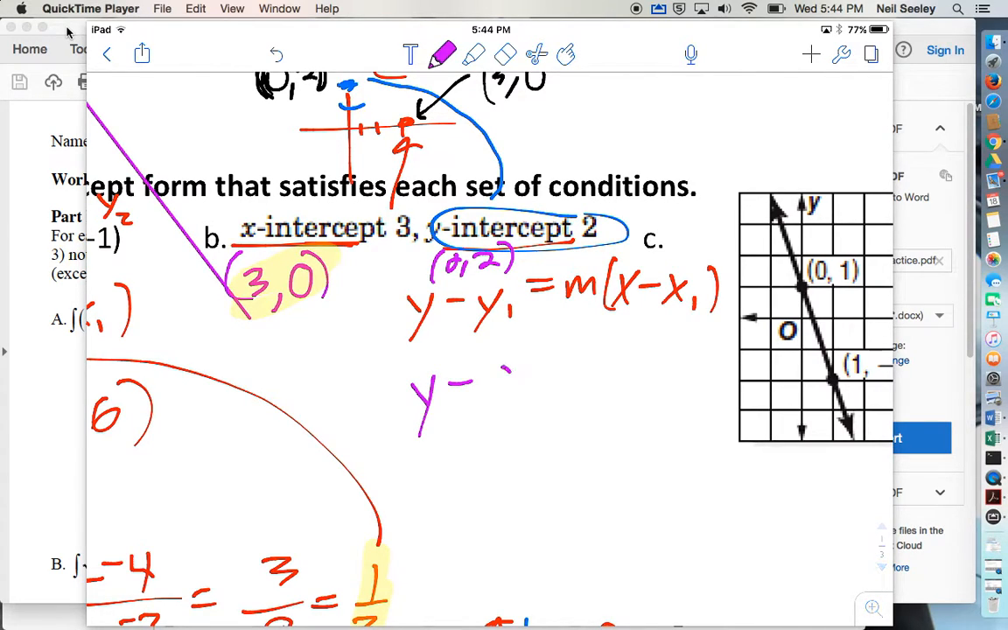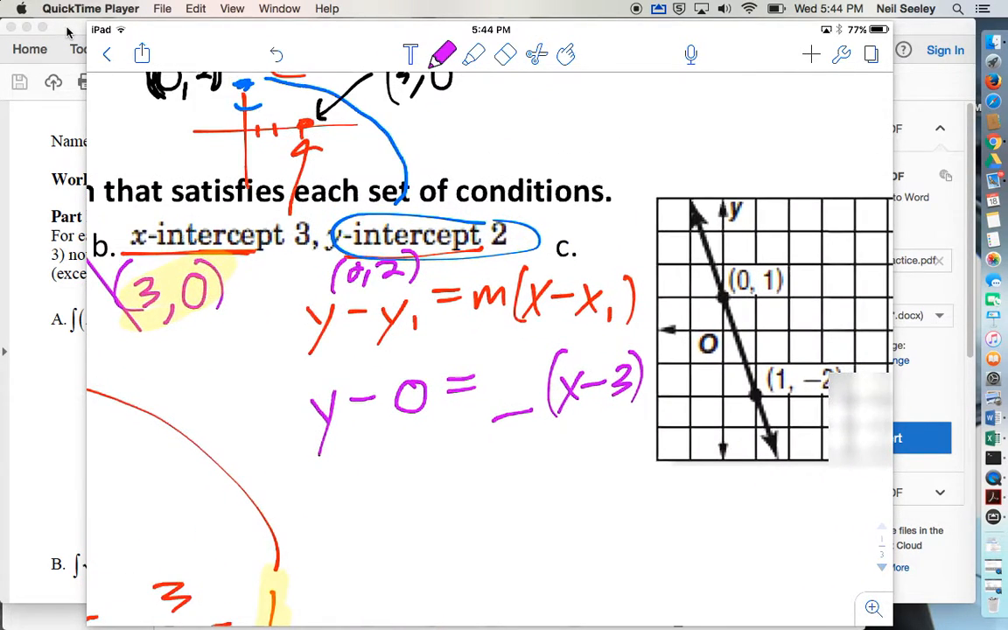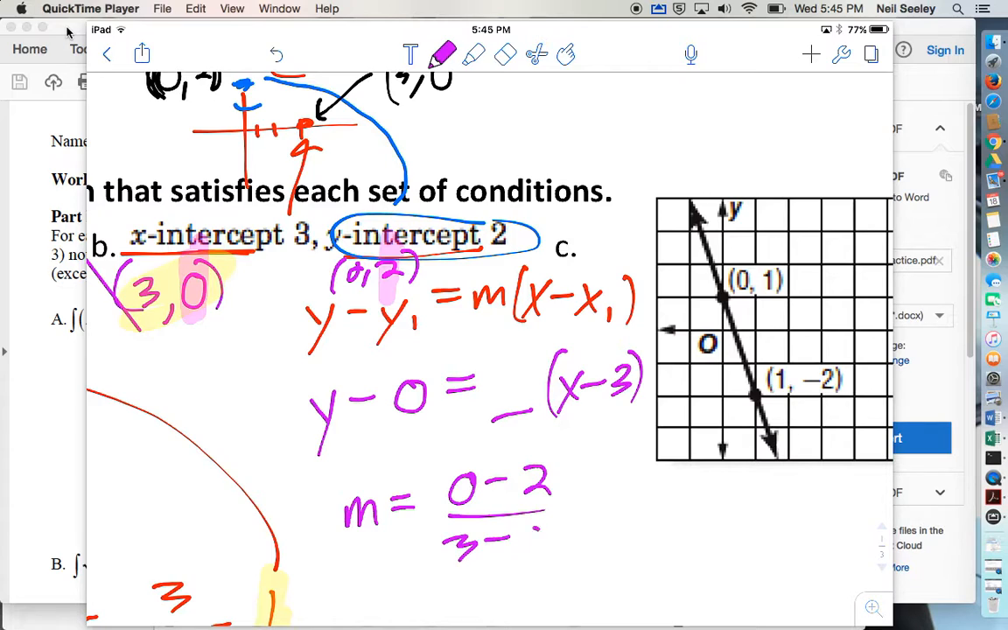So y minus 0, that's my y1. My slope, don't know yet. And then x minus x1 is going to be x minus 3. The slope to be determined. And the way I get my slope, if you want to graph them and do rise over run, great. But I'm going to use the formula and subtract my y's. Let's go in with some kind of fancy pink color. I've got a y of 0 and a y of 2. I'm going to subtract them, 0 minus 2. And then I've got an x of 3 and an x of 0, respectively, in the same order. If I subtract those, I get negative 2/3.